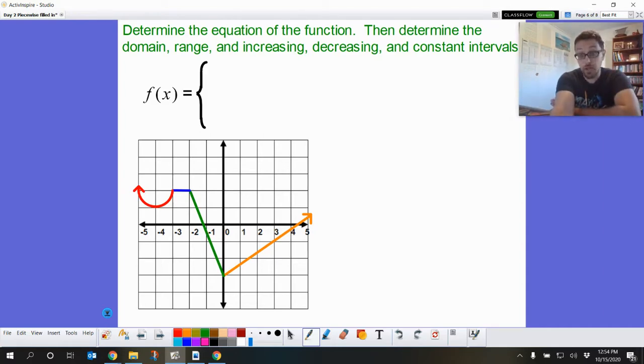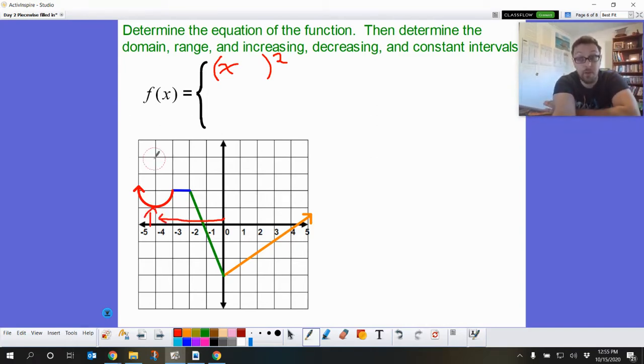I'm going to start with the red one because it's the most complicated, and then they kind of get easier along the way. So that is a quadratic. I can tell because it's U-shaped. So I know it's going to be something squared. I also know that it's going to be moved over. So this thing got moved to the left and it got moved up.